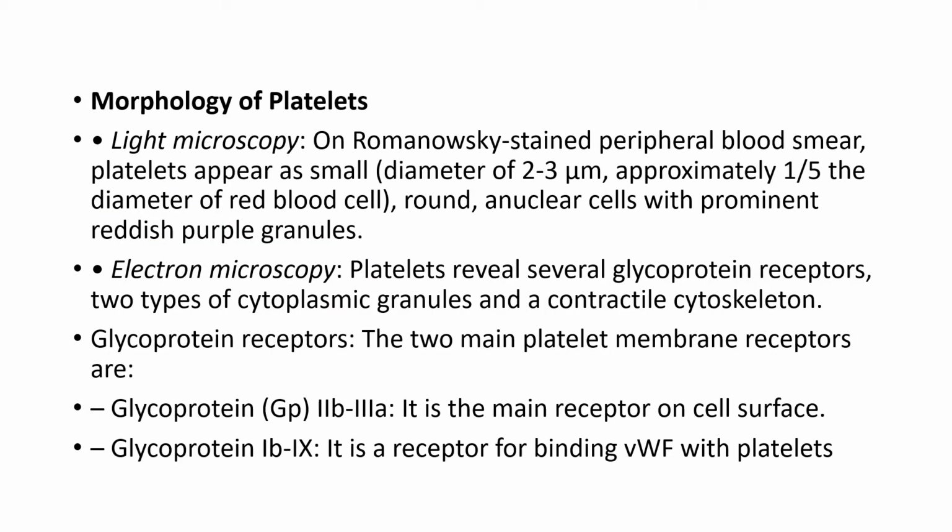The morphology of platelets, how do they look like? Under light microscope, we can see that platelets are very small. They are rounded cells. They don't have a nucleus. Their size is only about 1/5 of that of the red blood cell, and they are possessed with reddish-purple granules. Using electron microscope, it further reveals that aside from the cytoplasmic granules, they also have glycoprotein receptors and a contractile cytoskeleton.